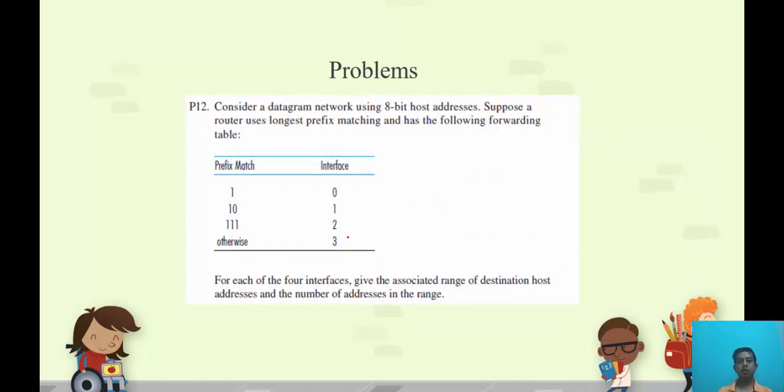You solve it in the same manner. Again, it is an 8-bit address space. You are given a forwarding table, and using the longest prefix matching technique, you should give the associated range of addresses for each of these 4 interfaces.